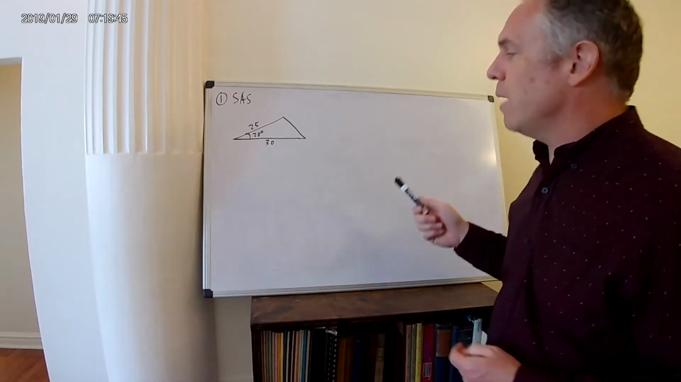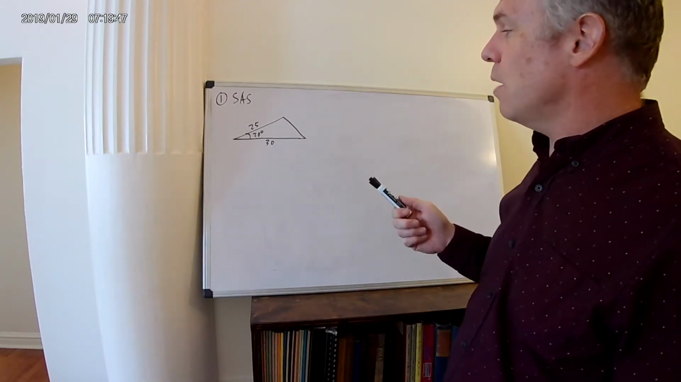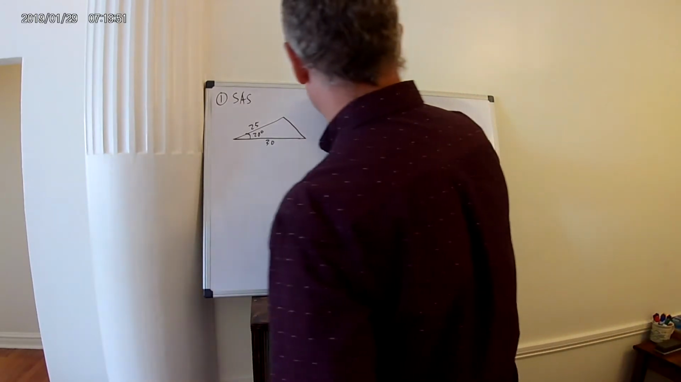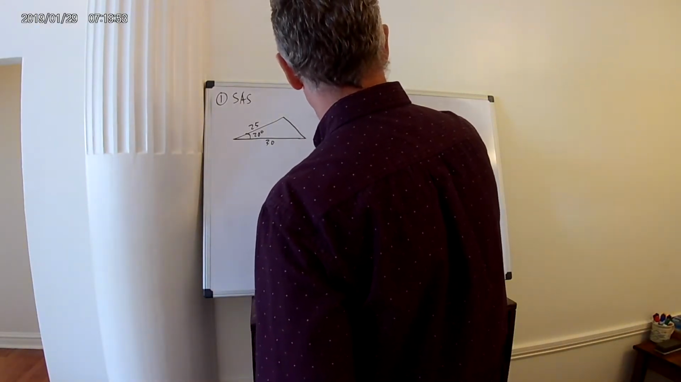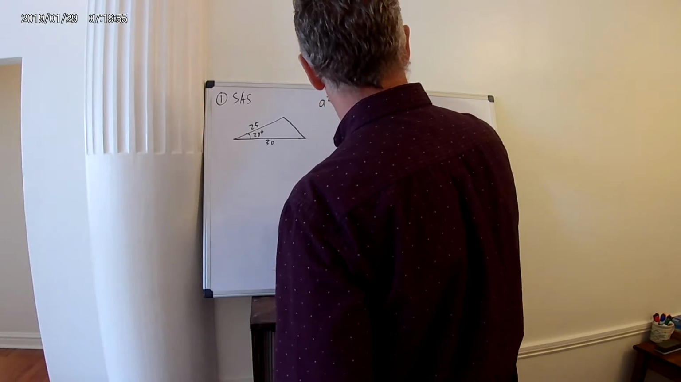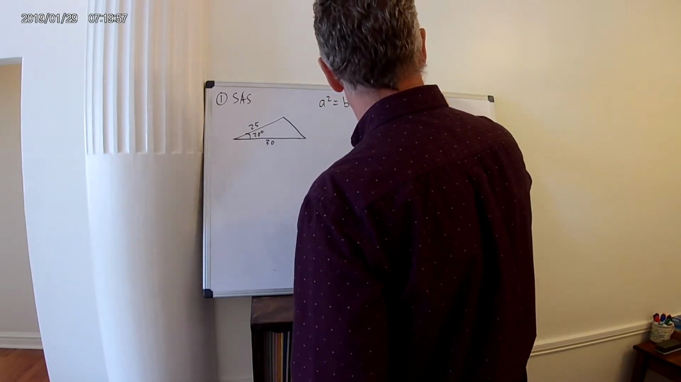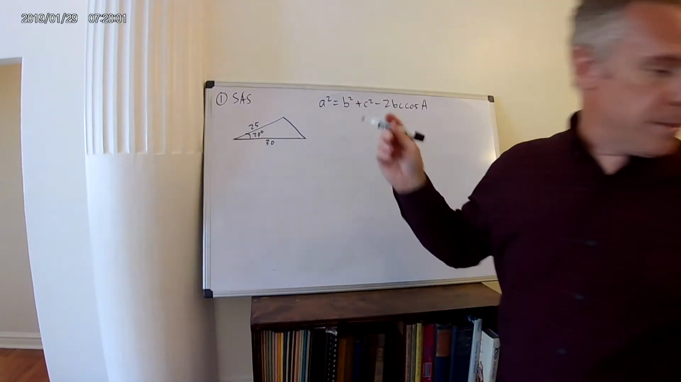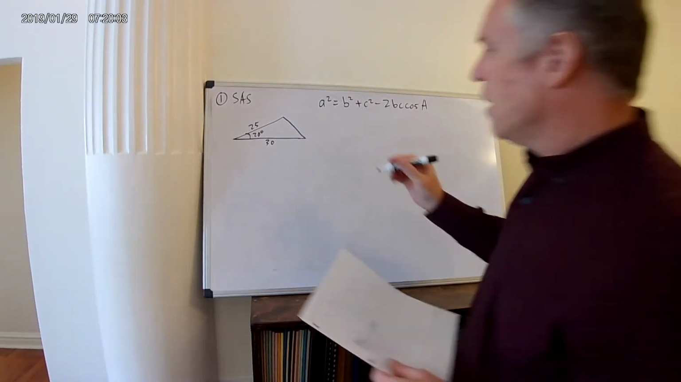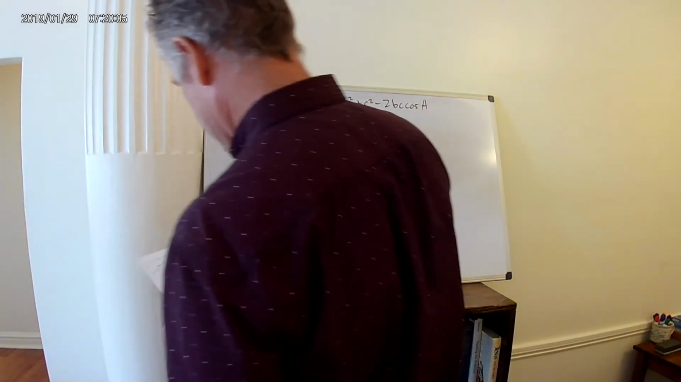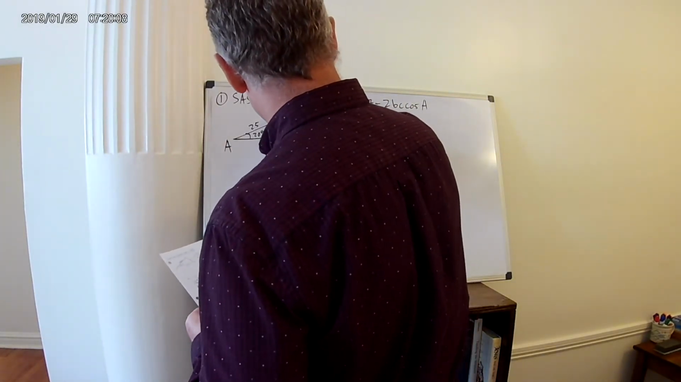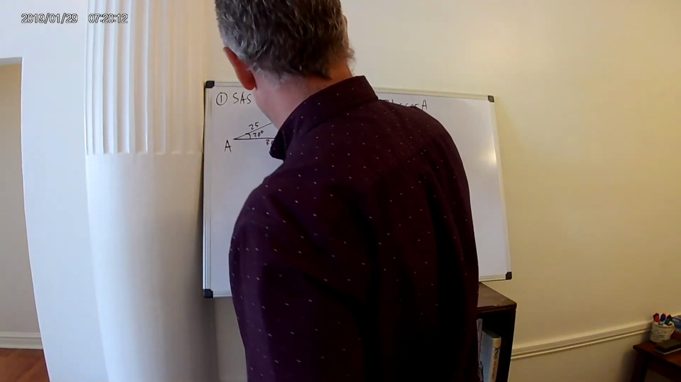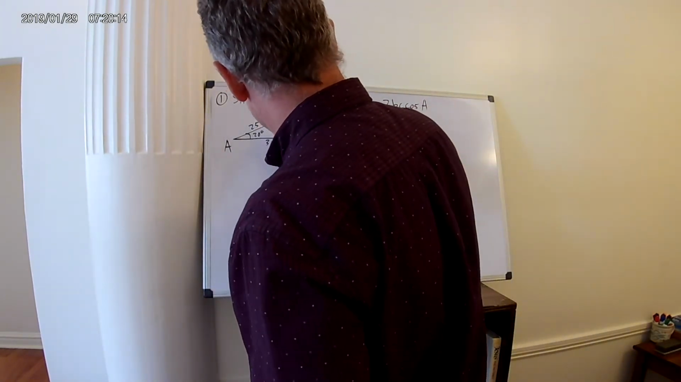And as we talked about, we can't use the law of sines to solve this problem, but we can use the law of cosines. Let's write down the law of cosines. We have a squared equals b squared plus c squared minus 2bc cosine of angle A. I'm going to label this triangle now. Let's call this angle A. This is angle B, and that's angle C. And this means that this is side length A, this is side B, and this is side C.